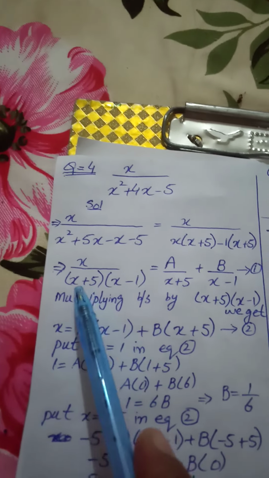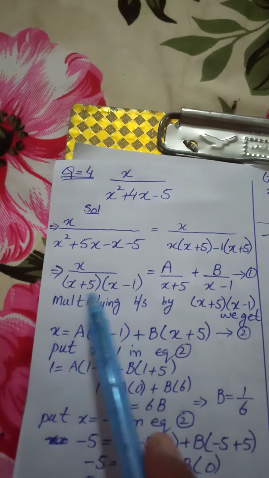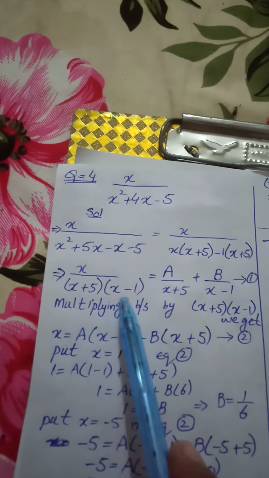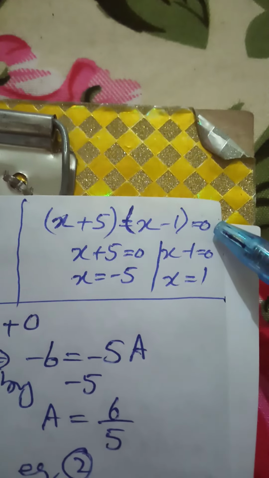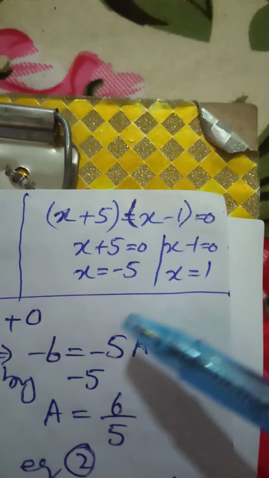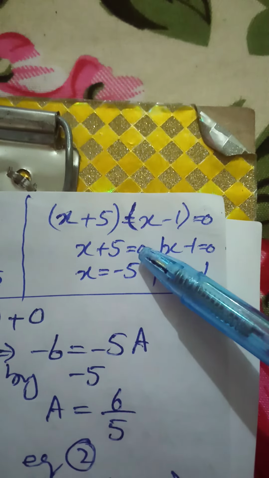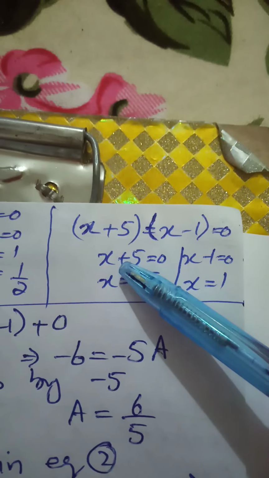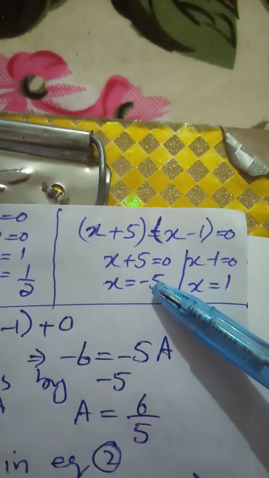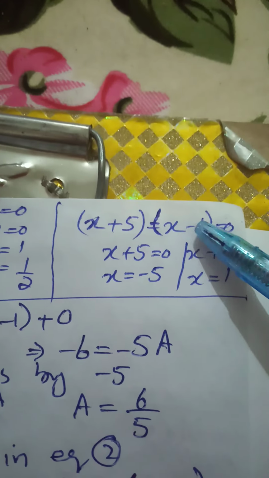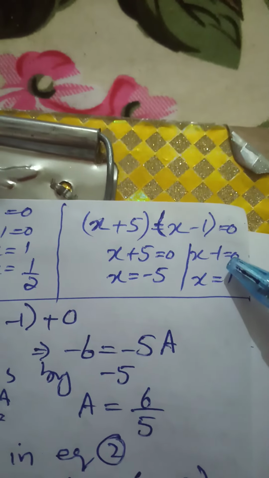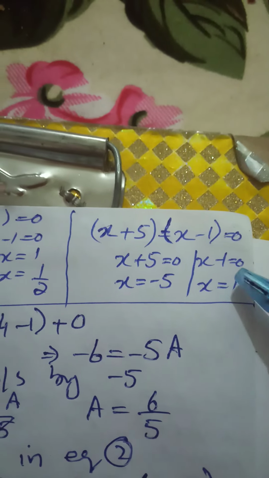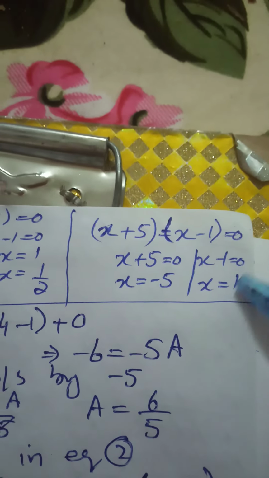Now we can write the critical points of x plus 5 and x minus 1. These are the points where the product of these becomes 0. Here we can find the two values. x plus 5 equal to 0 means x is equal to minus 5. When plus 5 is shifted to the other side, it gives us minus 5. Similarly, x minus 1 equal to 0 means x is equal to 1. When 1 is shifted to the other side, it will be positive.